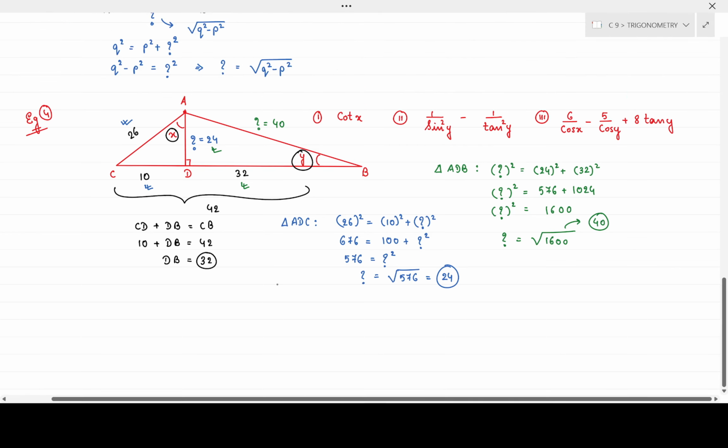Now we can proceed with the calculation part of subpart 1, that is to find out the value of cot x. Cot x, we know that the value is base by perpendicular. So when we consider x as theta, base is 24 and perpendicular is 10. So the ratio becomes 24 by 10. If you cancel out, it will be 12 by 5. Now this is how you will calculate all the other subparts.